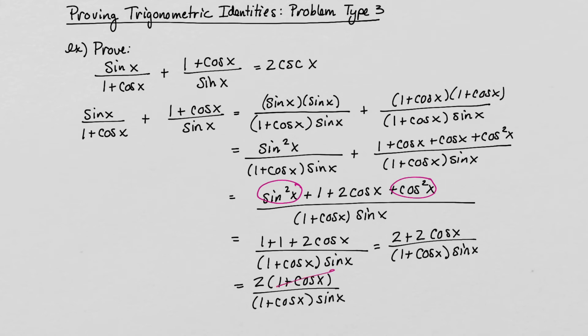And my 1 plus cosine x's would cancel each other out. So I'd be left with 2 over sine x, or 2 times 1 over sine x. And 1 over sine x is cosecant, so 2 times the cosecant of x. So this one requires a little bit of algebra to be able to put those two fractions together.